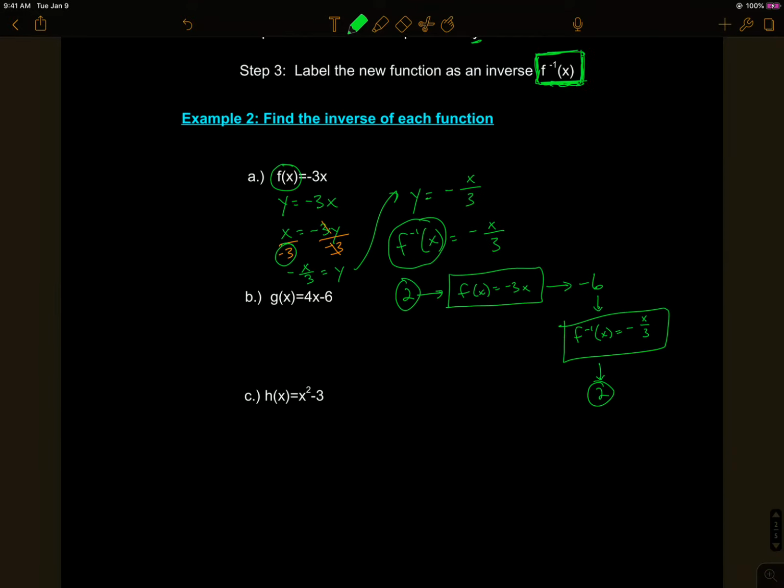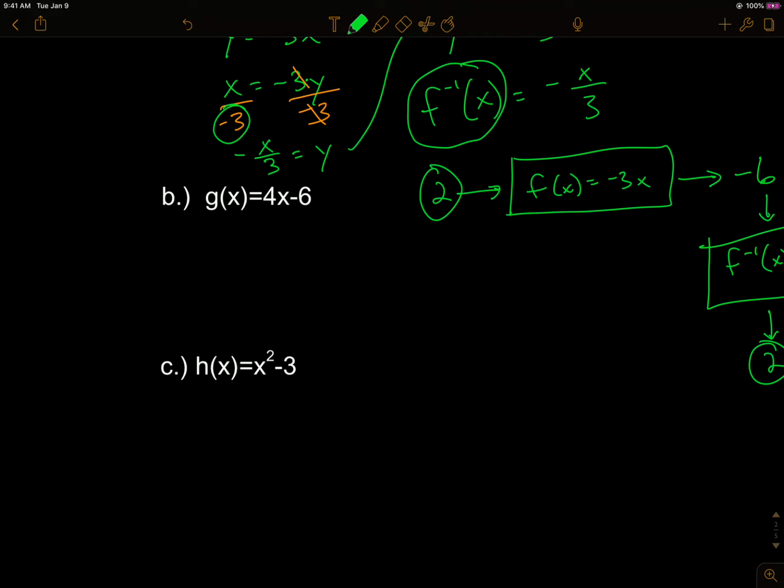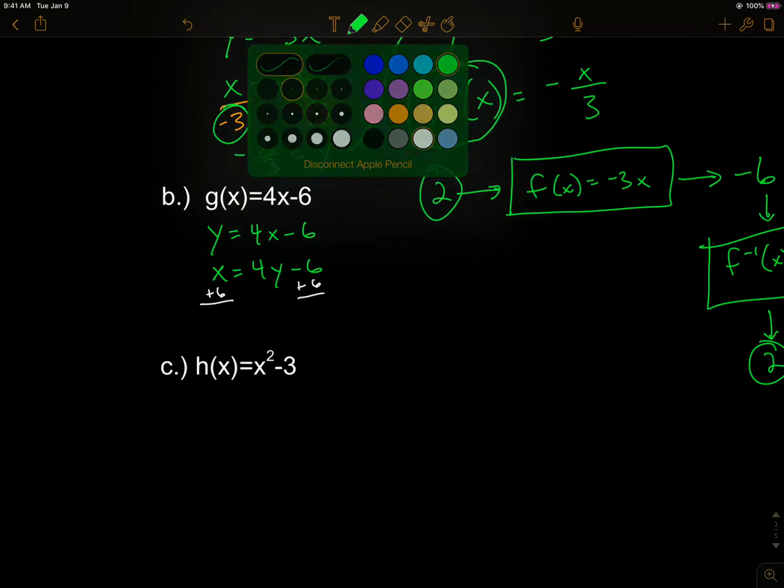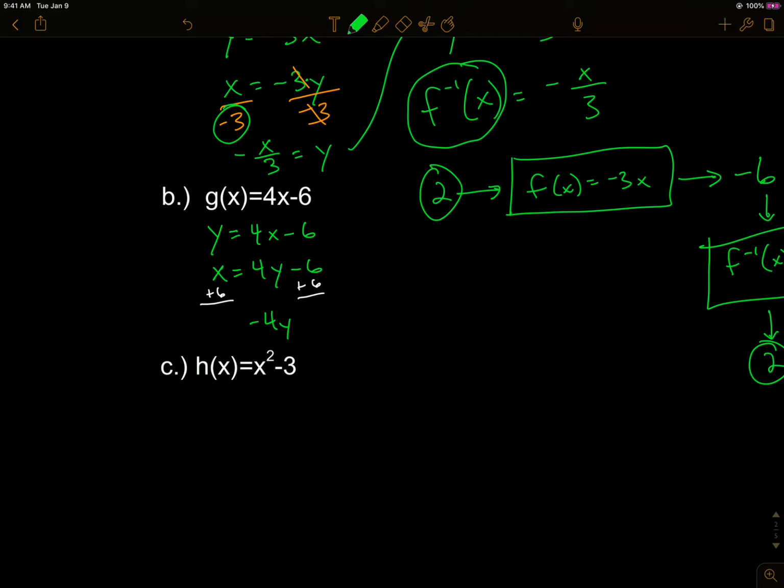That's what inverses do. Let's try to find the inverse of g here. So step 0 is to rewrite with y's and x's. Step 1, that's applying the definition of an inverse. Switch the x's and the y's. Now you want to solve for y. So the first thing we're going to do here is add 6 to both sides of the equal sign. So I get 4y equals x plus 6.